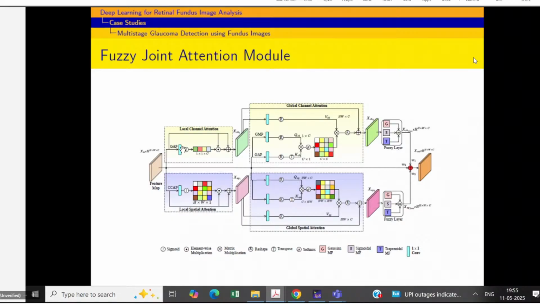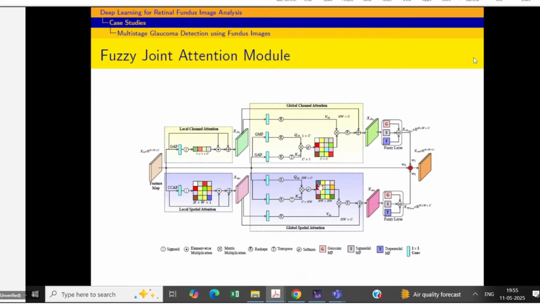This is the local channel attention which we have seen earlier. This is the local spatial attention which we have seen earlier, which is combined with a global spatial attention, which is a kind of self attention, which we have discussed earlier. But I also mentioned the self attention can be made along the spatial dimension as well as the channel dimension, so this is what we have done here. The self attention in the spatial dimension is known as global spatial attention, where you are trying to find the pairwise relationships among the pixels in the feature map.